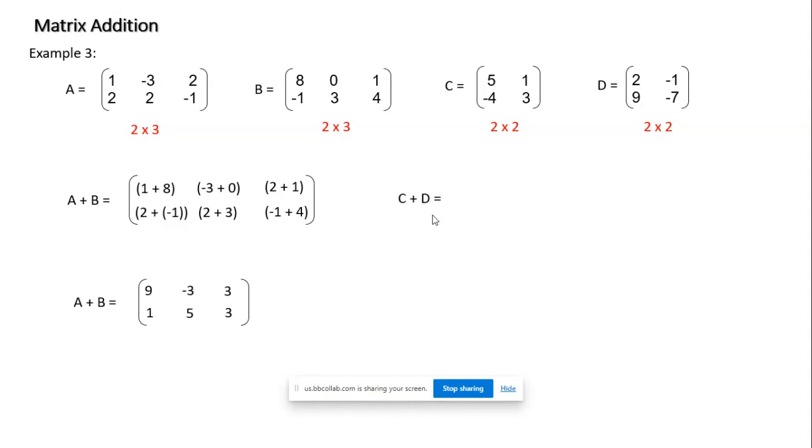Okay, so let's try C and D. Can I do C and D? The answer would be yes, because the size of matrix C is a 2 by 2 matrix. The size of matrix D is also a 2 by 2 matrix. So that means I can add these two matrices together by adding the address that corresponds to the other address. Okay, so again, 5 with the 2, the 1 with the negative 1, the negative 4 plus the 9, the 3 plus the negative 7.